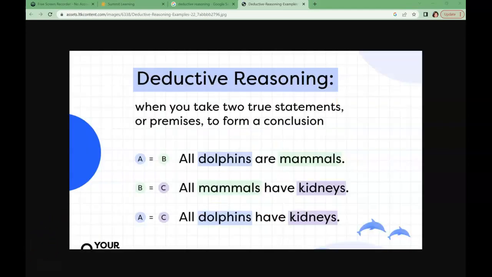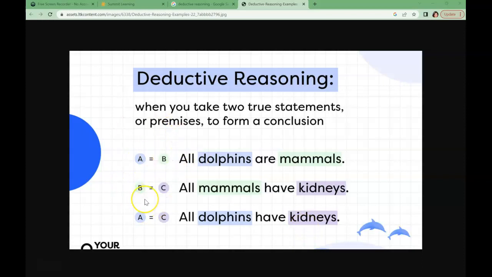Awesome. So now let's talk about deductive reasoning. Deductive reasoning operates in a very different way from inductive reasoning. The form of logic is a totally different approach. Here we have a statement: all dolphins are mammals. This would be considered A, the major premise. Then we have B, the minor premise: all mammals have kidneys. Then if we take the major premise and the minor premise, we can determine C, the conclusion: all dolphins have kidneys.